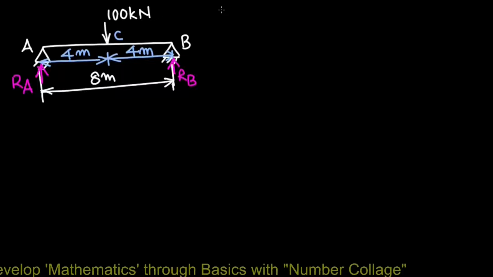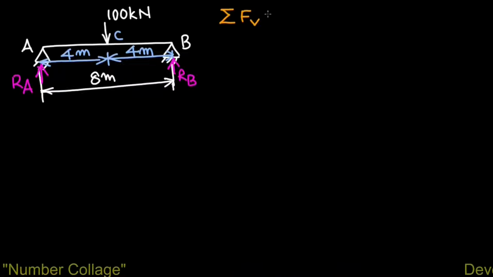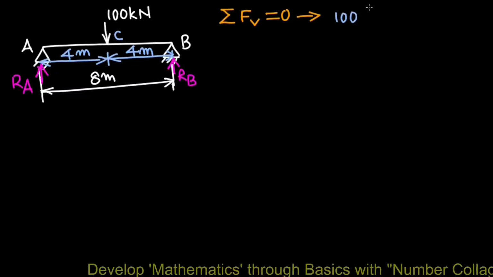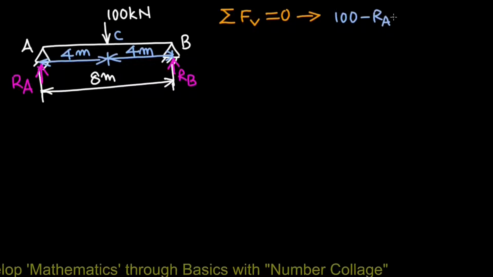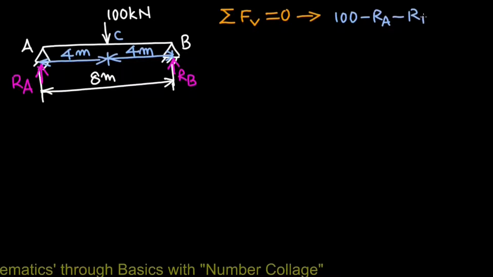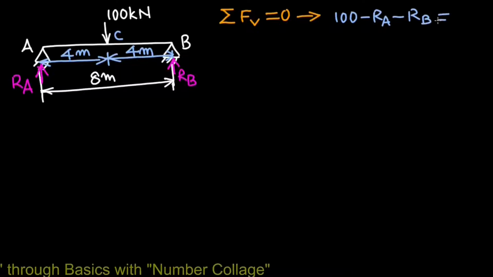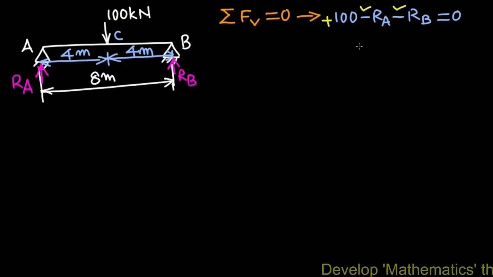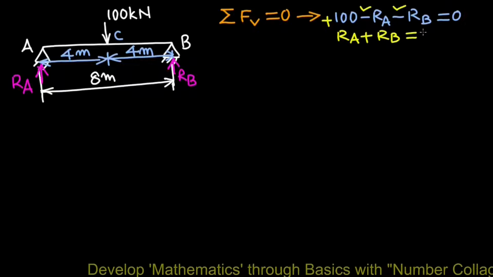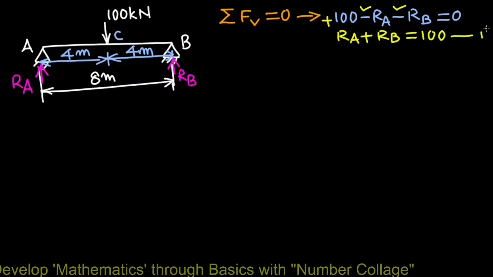We have sum of vertical forces FV equals 0. So 100, which is vertically downwards, minus RA vertically upwards, minus RB vertically upwards, equals 0. We have written vertically downward force as plus and vertically upward forces as minus. So that gives us RA plus RB equals 100. We name this equation 1.